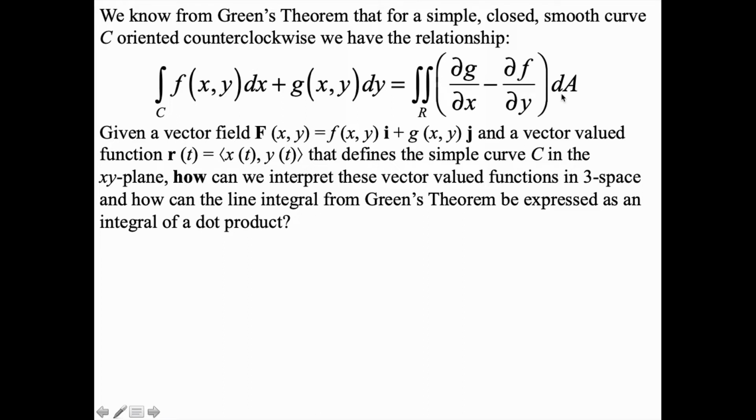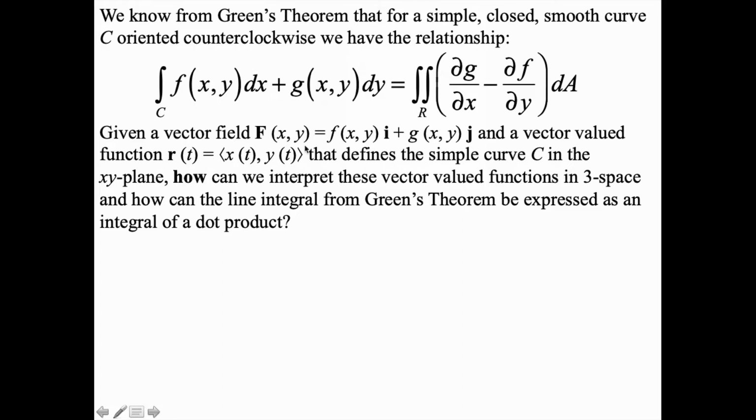That is Green's theorem. Now, if we're given a vector field big F of x, y equals these component functions little f, little g, of i and j, and a vector valued function r of t that defines that simple curve C in the xy plane, the question that we'd like to start with is how can we interpret these vector valued functions, big F and little r, in 3 space? And how can the line integral from Green's theorem be expressed as an integral of a dot product?